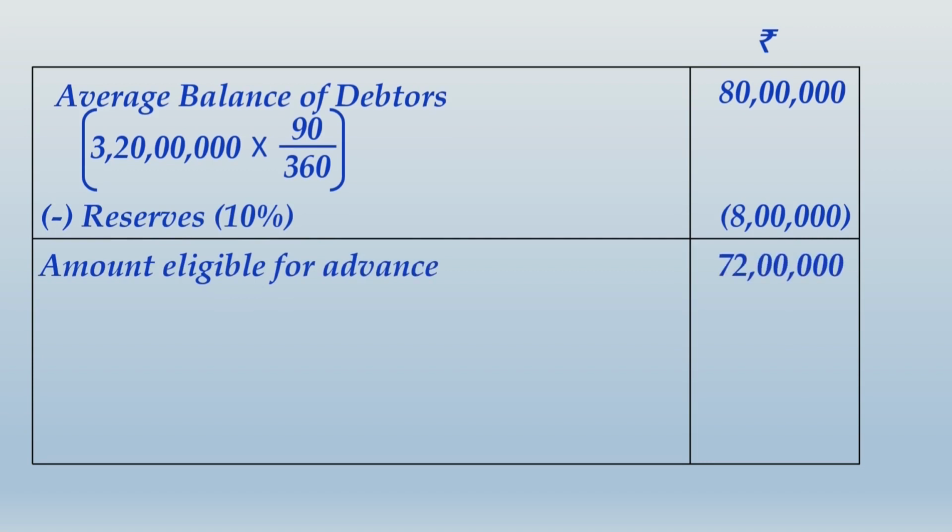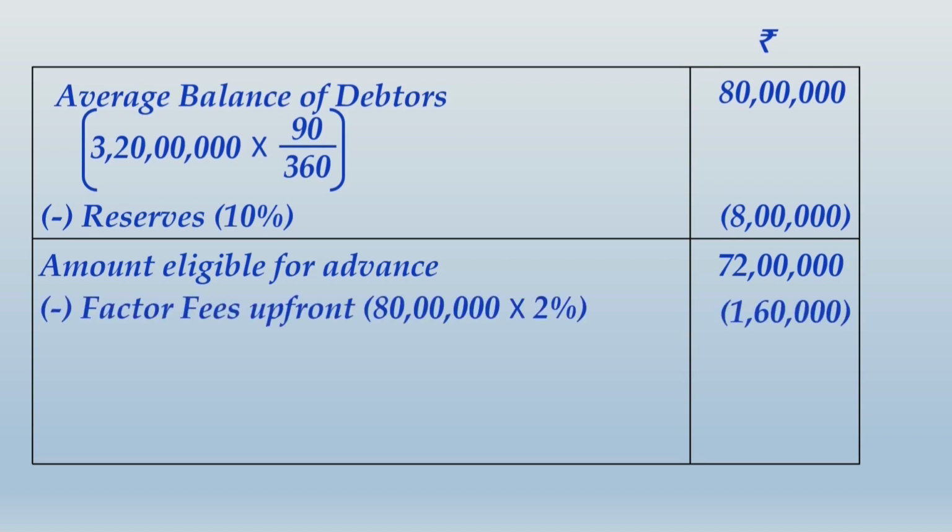Thereafter, the factor is collecting the fees upfront. So here you have to be cautious. It will be 2% of the debtors balance, because in each round of this collection there will be 80 lakhs of debtors that the factor is going to collect, and therefore the factor fees for each cycle will be 2% of 80 lakhs, and that comes to 1,60,000. Subtracting that, you get 70,40,000 as the base for calculating interest.